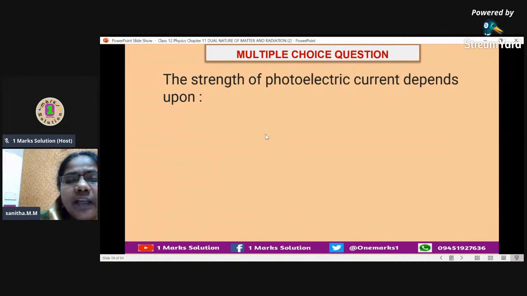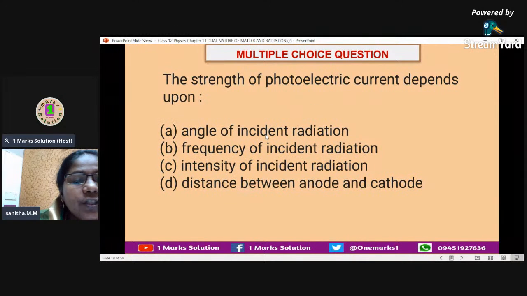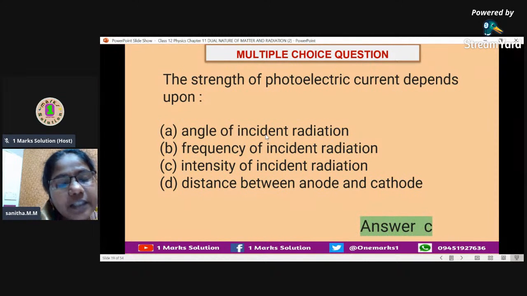It's a very simple question. We have already discussed what the photoelectric current depends on. The strength of the photoelectric current depends on how many photons are incident on the metal surface. That means the number of photons, which we can say is the intensity. So the answer is option C. The other options are the angle of incident radiation, the frequency of the incident radiation, and the distance between anode and cathode, which doesn't matter. The correct option is the intensity of incident radiation, which is very, very important.